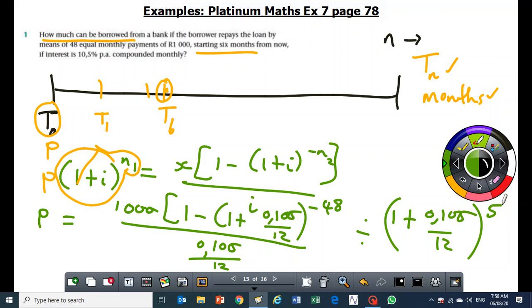If you simplify that, what do you get? You get P equal to 37,392.54. So be very careful with that n there. Right, be very careful. I wanted to make sure that I emphasize this.